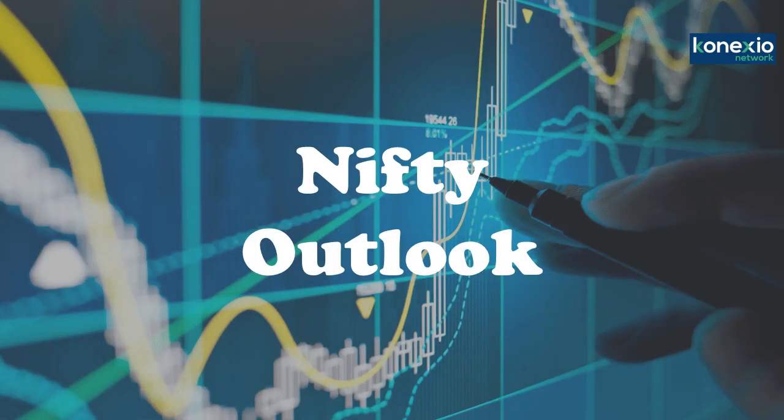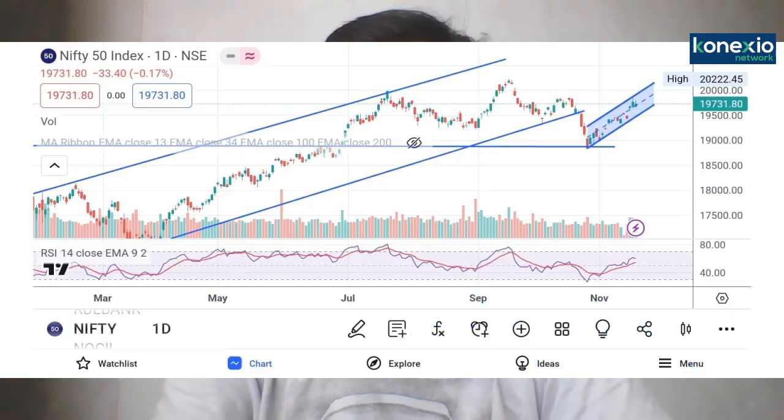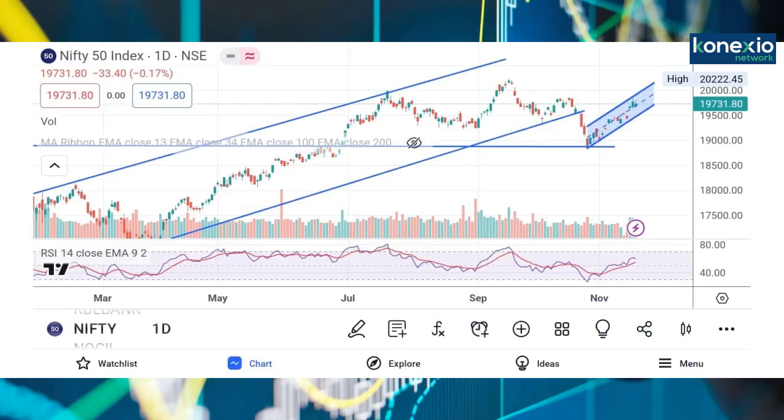So without wasting any time, let us go to the Nifty daily charts and we'll try to figure out what could be the trend for the next week, and what is the setup. Now let us go to the Nifty daily charts. On the Nifty daily chart, Nifty has been moving in an upward rising small channel, which I will show you.